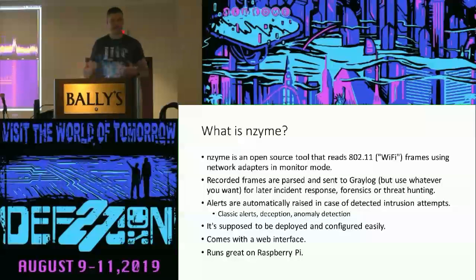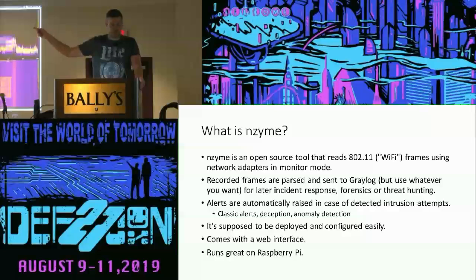I'm running this in production for a while now at home and in the office, and we are over at the Blue Team Village. There's a sensor running under a table. It runs pretty stable, and it runs really well on a Raspberry Pi 3. I'm also running it on one of the new Raspberry Pis, the 4s. That's better. It's going to be faster, especially for an environment like here where you have a lot of devices and access points. If you can get a Raspberry Pi 4, that might be a good idea.